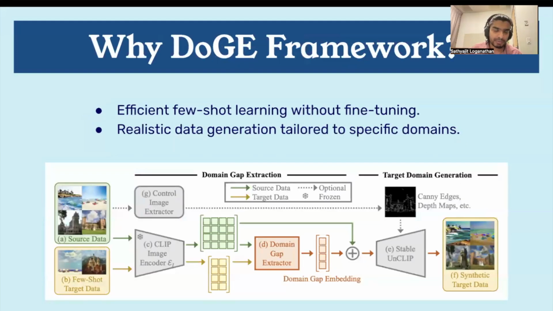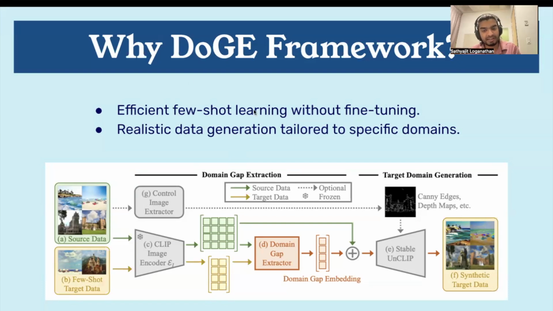So why the DoGE framework? The main reason behind the DoGE framework is the way the solution is architected: you collect a source dataset which is diverse and generic, not specific to the dataset that you're trying to generate. Then you learn and extract features from that dataset, which we call domain gap embeddings, and use them on limited datasets. So that's why we refer to it as few shot learning.